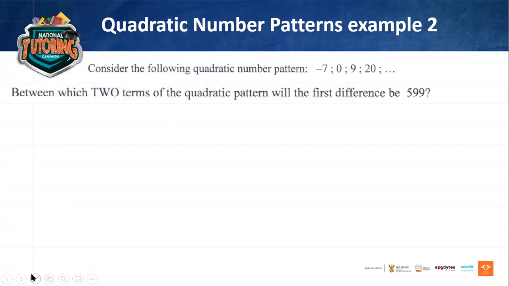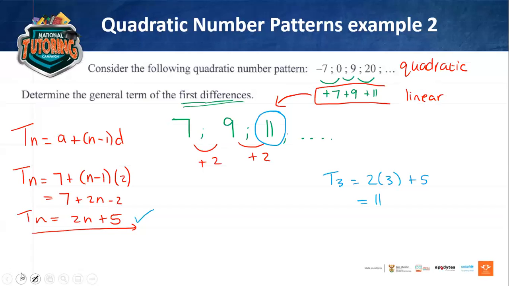So we're still on the more application questions, still the same example. Determine between which two terms of the quadratic pattern the first difference is 599. Now, there are two ways to do this question. I'm just going to show you the simple way. We've just calculated the general formula for the first differences, and it follows 2n plus 5.